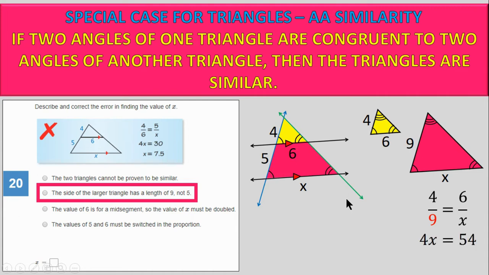And I find the cross product and get 4x equals 54. And when I divide by 4, I find out that x equals 9. So on number 20, the last part of the answer is that x equals 9.